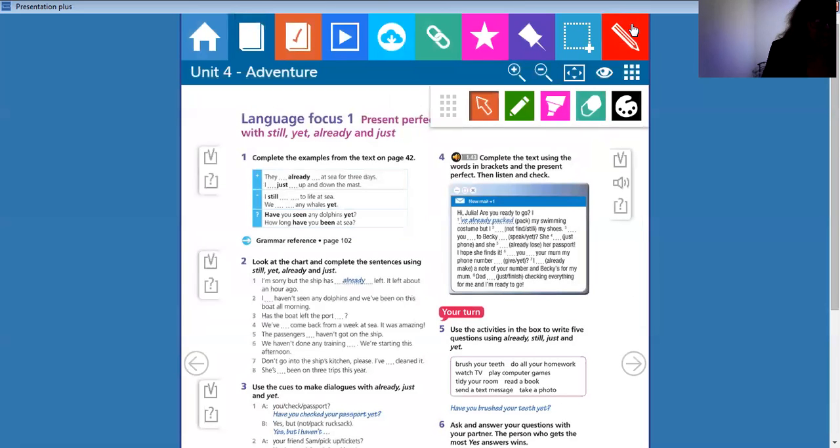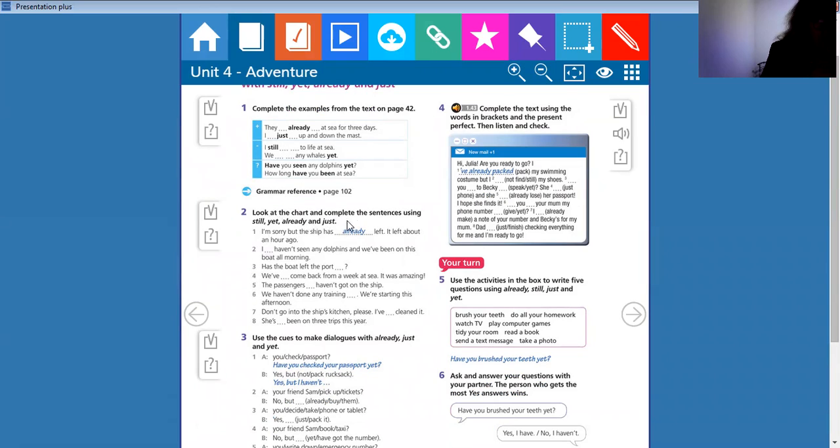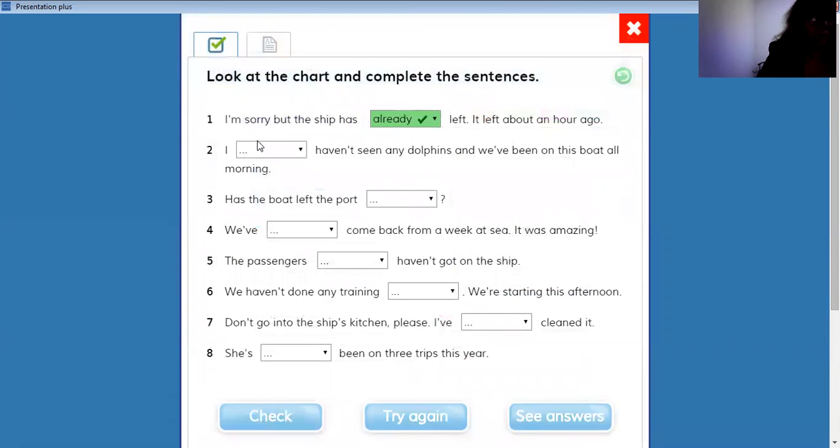And the next exercise is, look at this. Look at the chart and complete the sentences using still, yet, already, and just. Remember, still, aún, todavía. Yet is the same, todavía. Already, ya. And just, solo. Okay, good. Now the next. Now we have to remember these exercises to do the other exercise. Okay, good. I'm sorry.